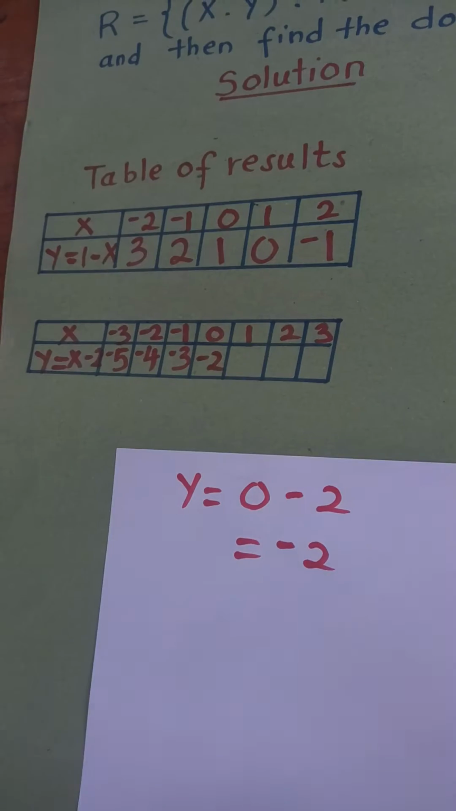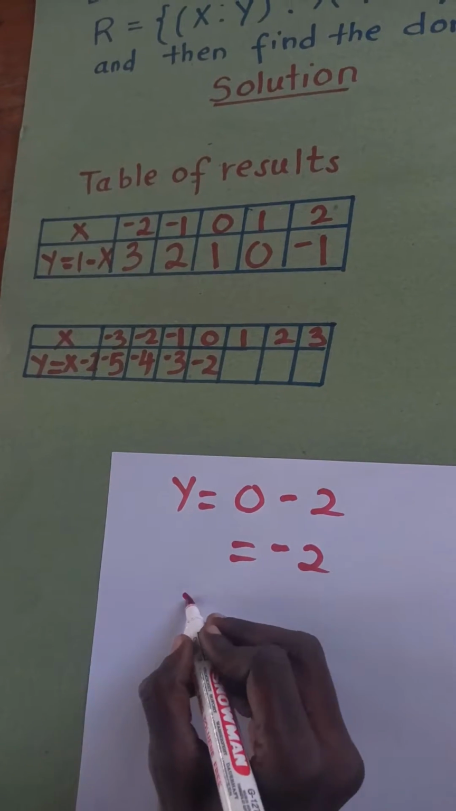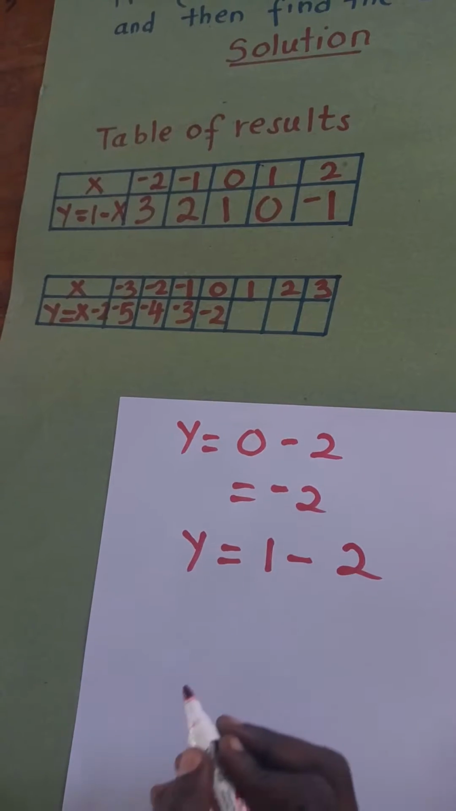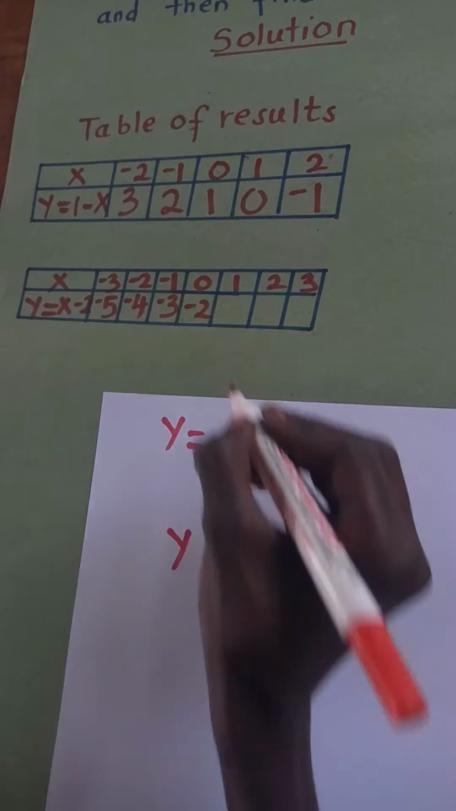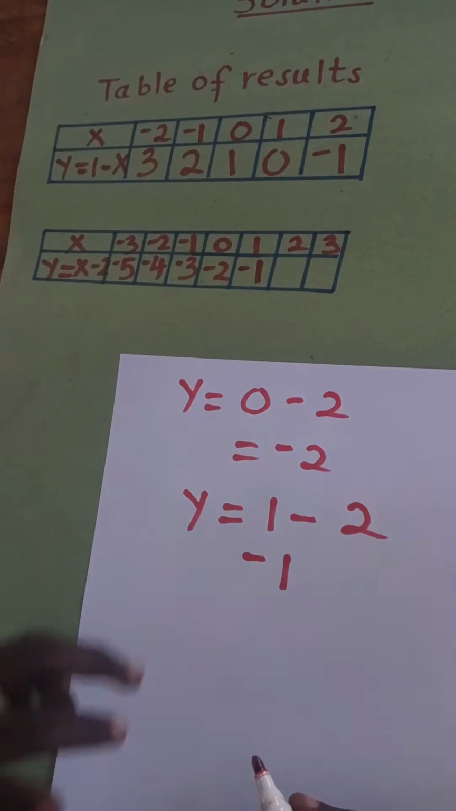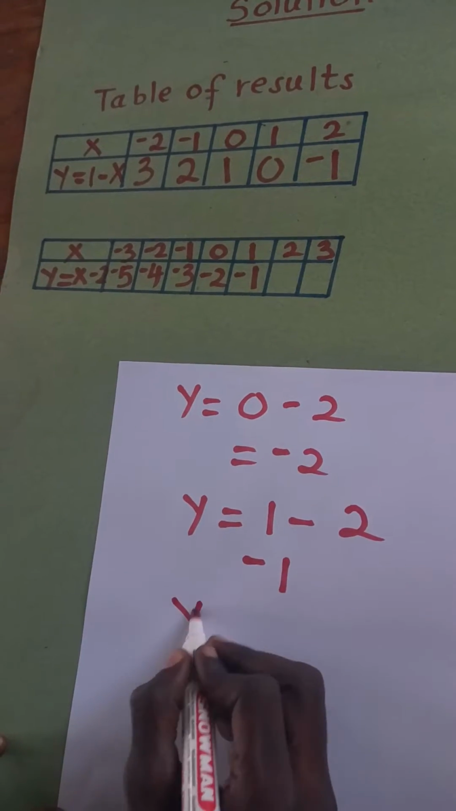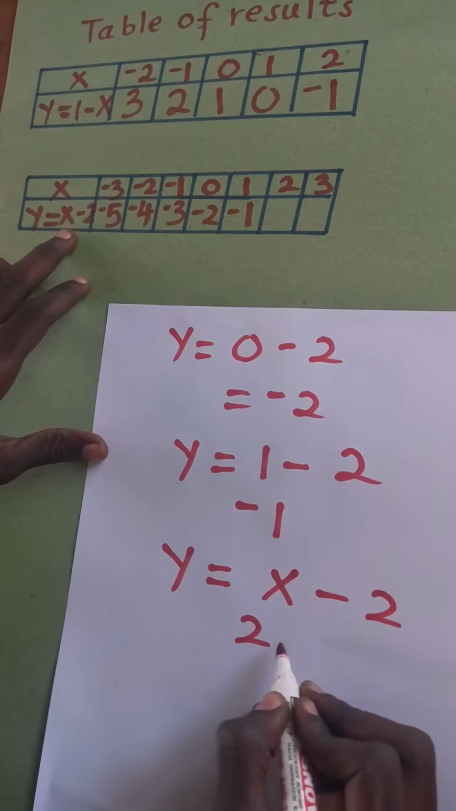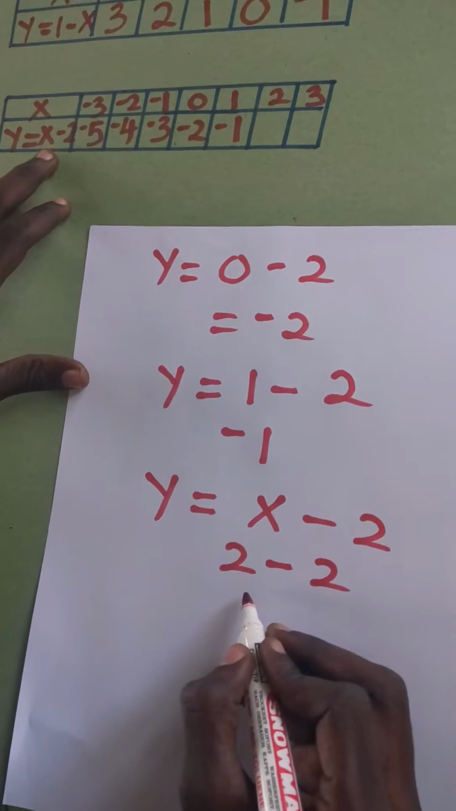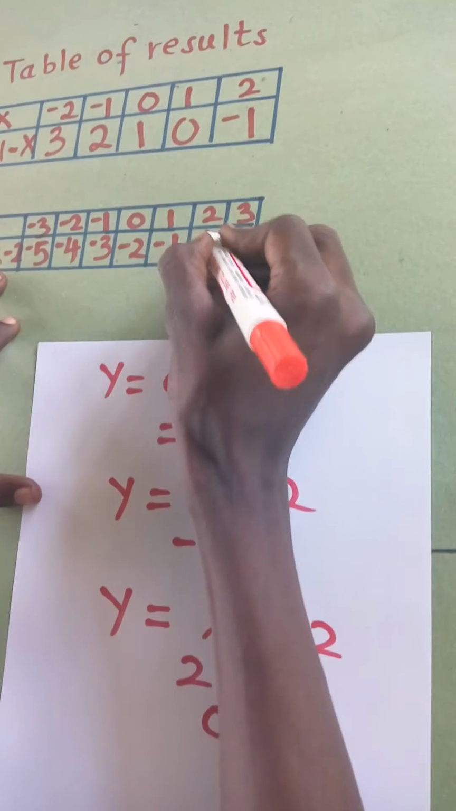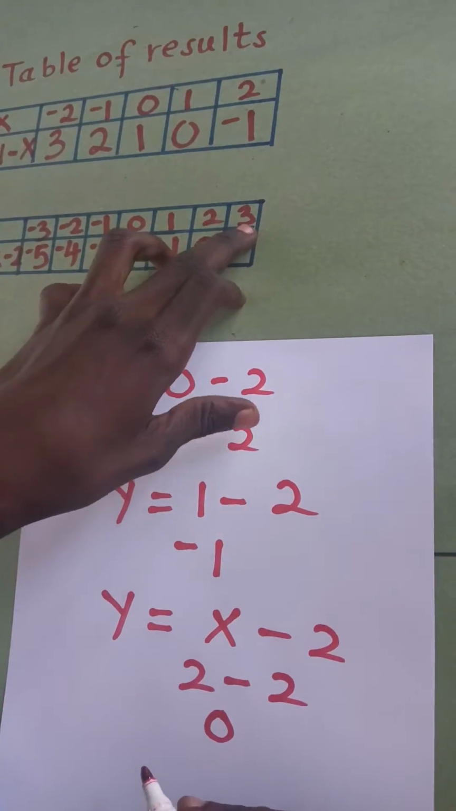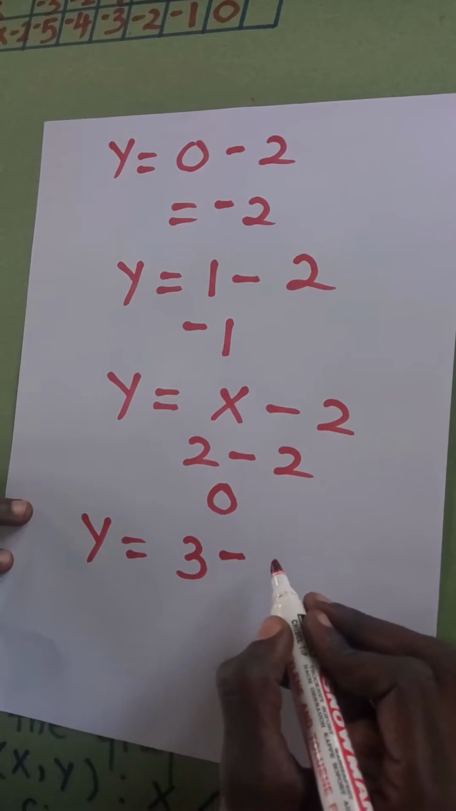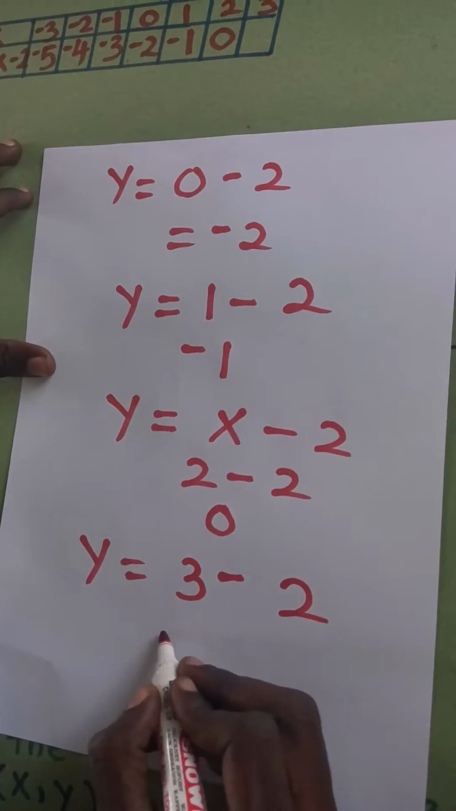When x is equal to 1, y is equal to 1 minus 2, which is equal to negative 1. When x is equal to 2, y is equal to x minus 2, which is 2 minus 2, which is equal to 0. When x is equal to 3, y is equal to 3 minus 2, which is equal to 1.